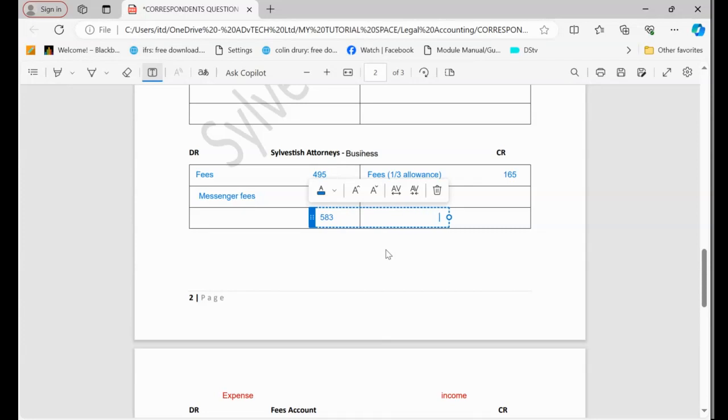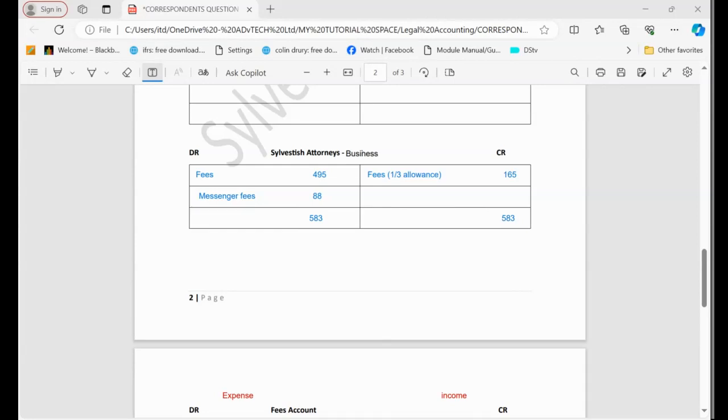Remember how to balance the account? The biggest side must appear on both sides, so you put 583 on both sides. That's how we make sure that we balance the account. Okay? And thereafter, we just have to check the difference between the two sides. You see now? That is the transfer that we're going to make between the trust and the business.